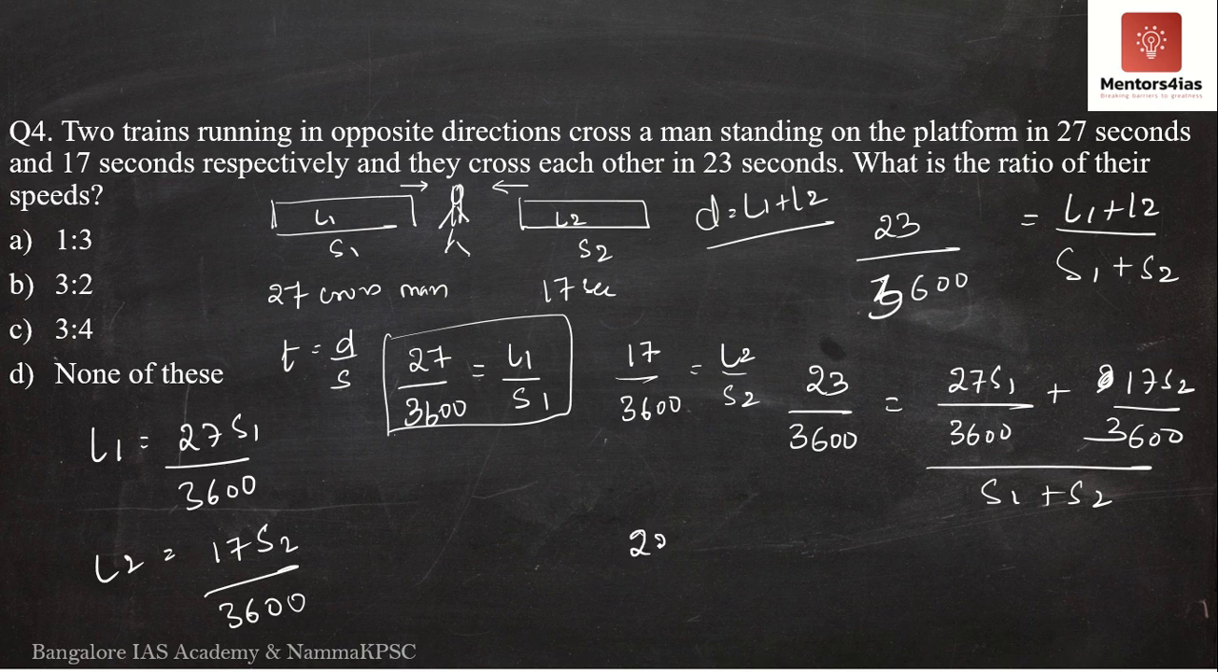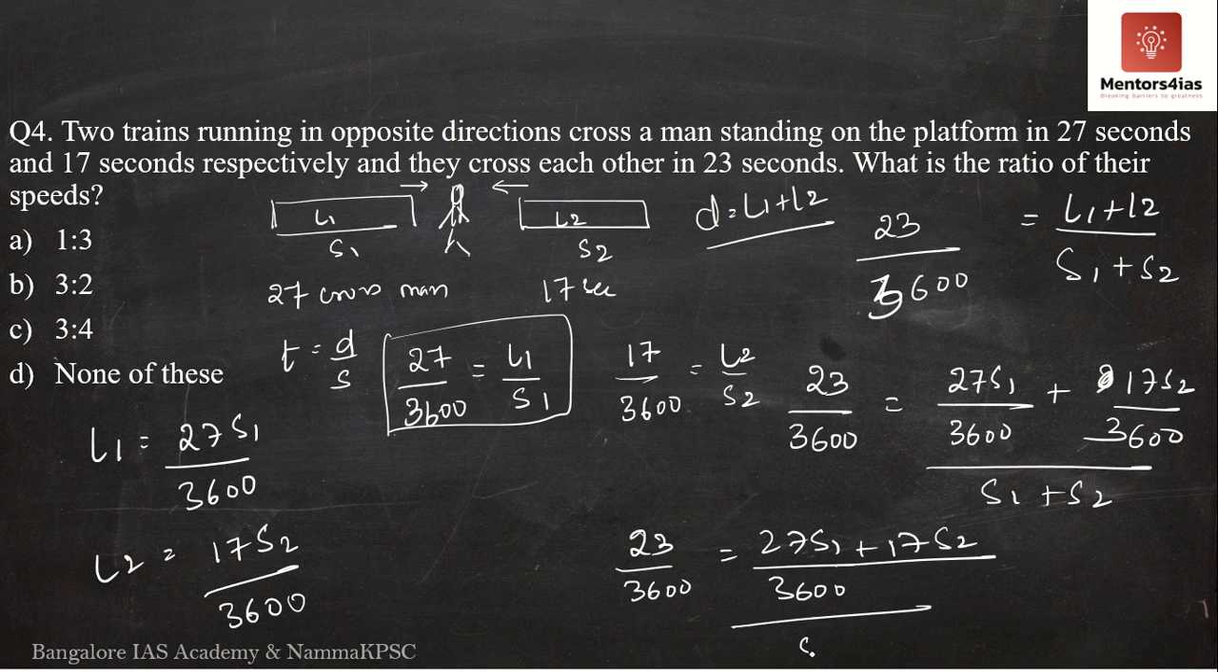So what do we get here? We get 23 divided by 3600 is equal to 27 S1 plus 17 S2, the whole thing divided by S1 plus S2. The 3600 and 3600 over here get cancelled. I'm going to take S1 plus S2 to the left hand side. So what do we get here? 23 into S1 plus S2. So we have 23 S1 plus 23 S2.